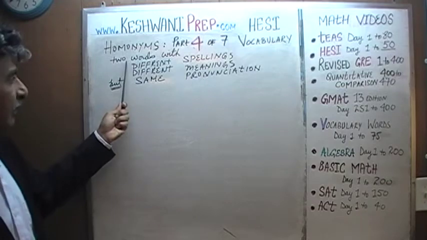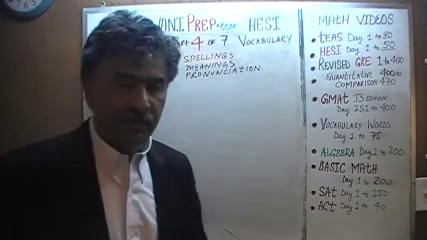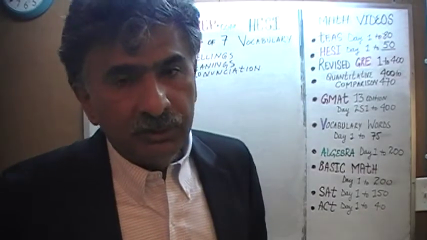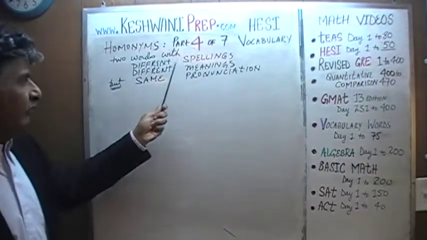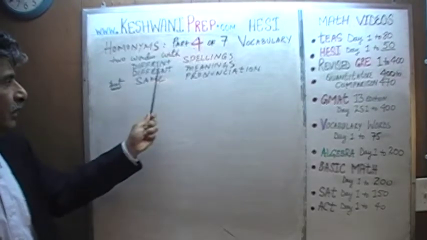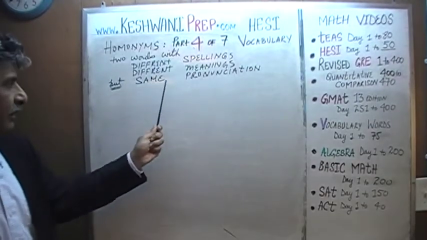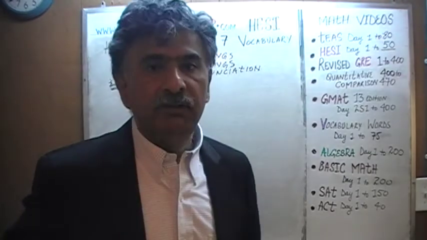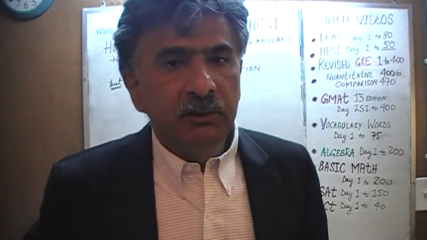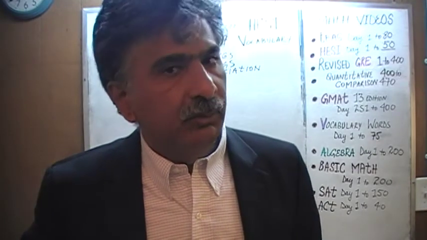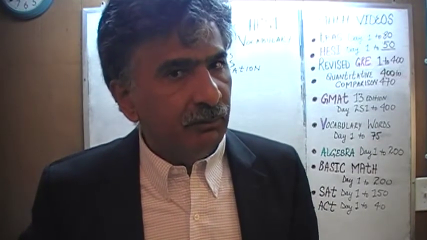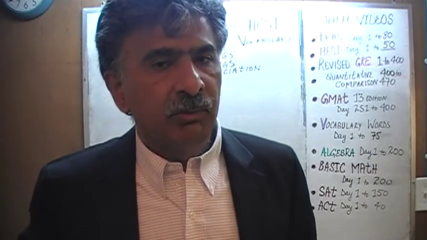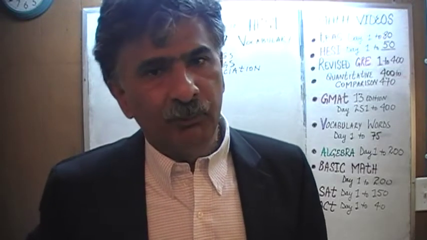What are homonyms? Homonyms are typically two words, sometimes three words, that happen to have different spellings and different meanings, but they have the same pronunciation for some strange and inexplicable reason. Even though they are spelled differently and mean different things, we pronounce them in the same way.